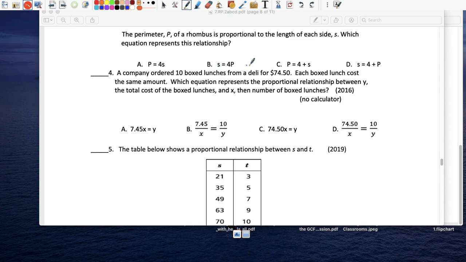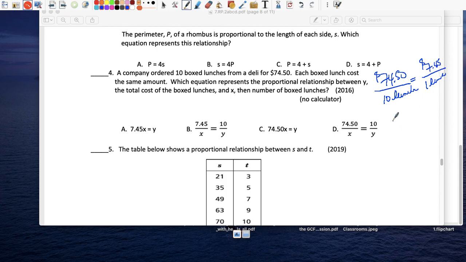Company ordered 10 box lunches from a deli for $74.50. The box lunch costs the same amount. Which equation represents a proportional relationship? All right, so let's start with this. $74.50 for what? For 10 lunches. Right, so if you find the unit rate, we can get that one lunch is $7.45.